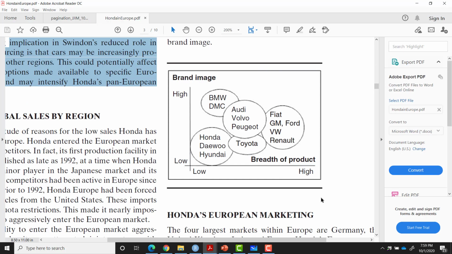Let's go back to our Honda in Europe case. Here we were actually segmenting cars based on the breadth of their product range and their brand image in Europe. So we had the Honda, Daewoo and Hyundai who were low on both, and at the other end we had these mid-market companies who had a very high breadth of product.